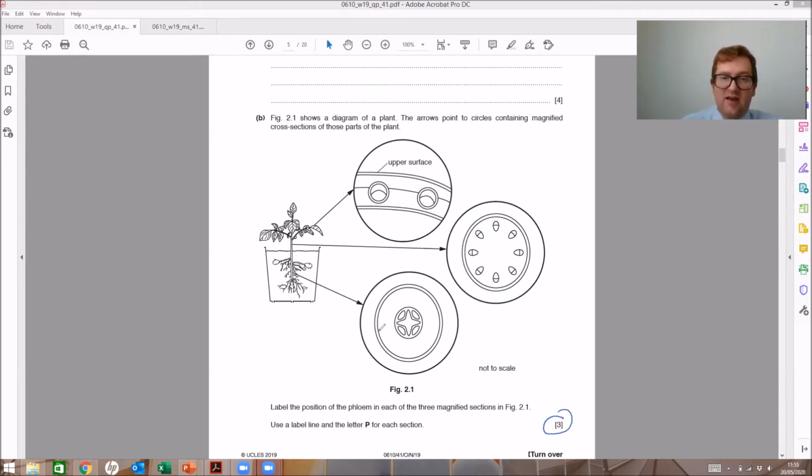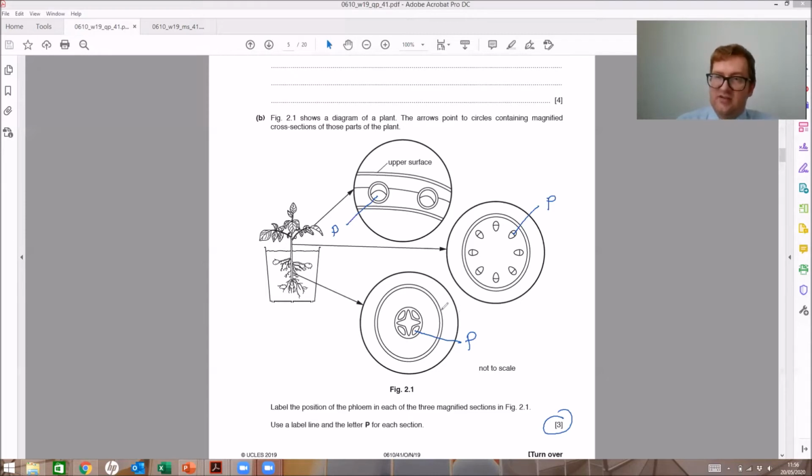Now, if you remember in the leaf, the phloem is at the lower part of the leaf, and the xylem is on the top. In the stem, the phloem is also on the outer region, facing outwards, and label it P. In regards to the root, again, the phloem is on the outside, the smaller section compared to the xylem, which is the inner section.